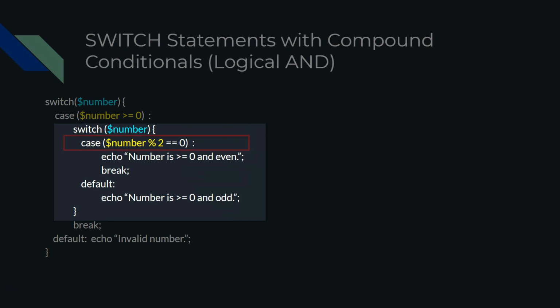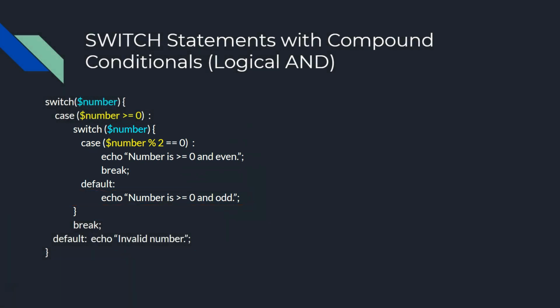And you check the number again to see if the number is divisible by 2. If it is, then we found the answer. The number must be greater than or equal to 0, and even. Otherwise, it's not divisible by 2, so therefore it must be an odd number. Okay, and then we go back out to the outer case, and the default will be just invalid number. It must be a number less than 0, which is a negative number.